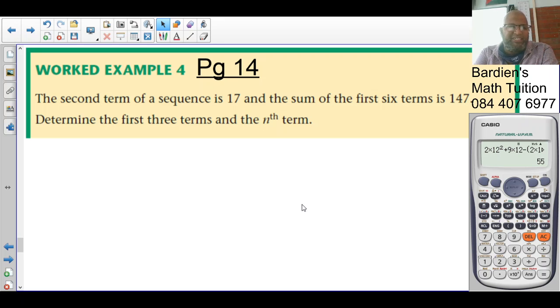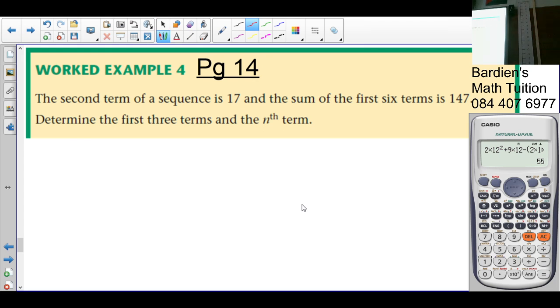The sum of the first six terms is 147. So what do I write there? S6. Okay. Determine the first three terms and the nth term. So in other words, we must calculate A and D. Let's calculate A and D in order to sort this out. So we write that T2 is equal to 17. S6, the sum of the first six terms, is 147.